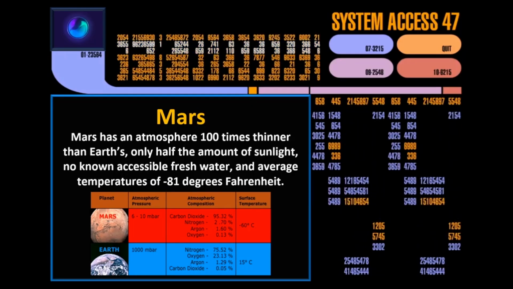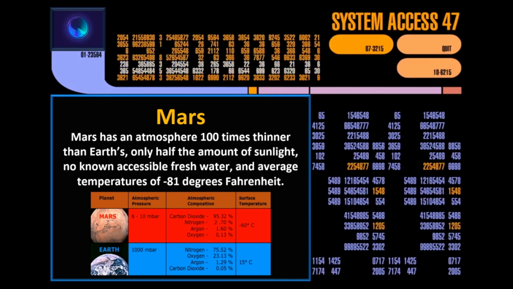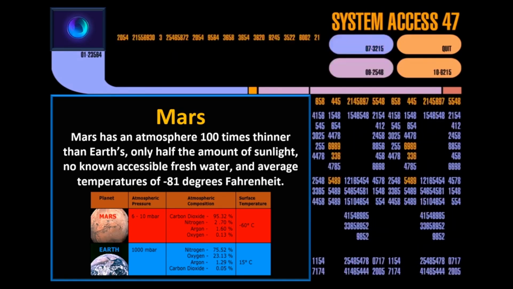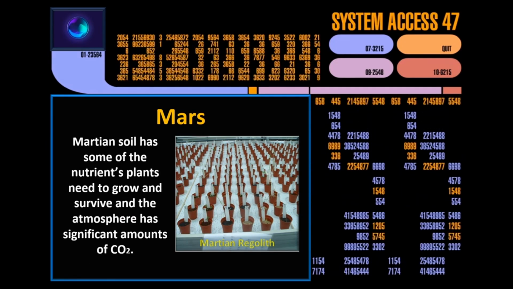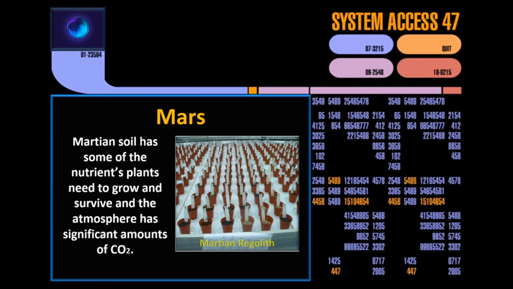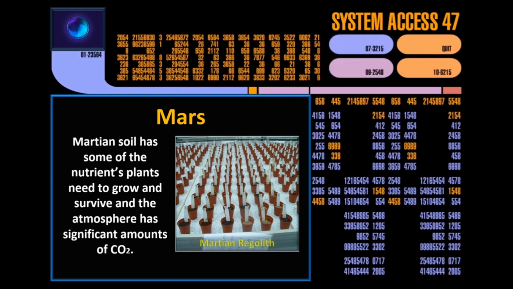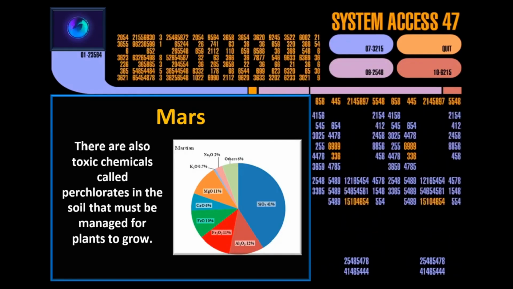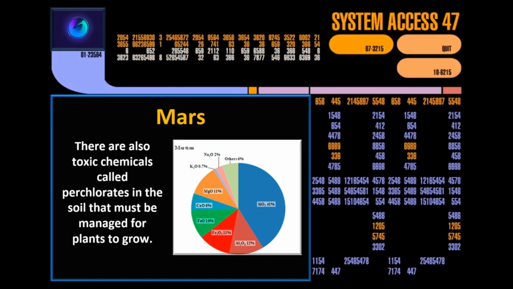For example, growing food on Mars will be very difficult. That is correct, Professor Schnauz. Mars has an atmosphere 100 times thinner than Earth, only half the amount of sunlight, no known accessible fresh water, and average temperatures of negative 81 degrees Fahrenheit. Martian soil has some of the nutrients plants need to grow and survive, and the atmosphere has significant amounts of CO2. However, there are also toxic chemicals called perchlorate in the soil that must be managed for plants to grow.